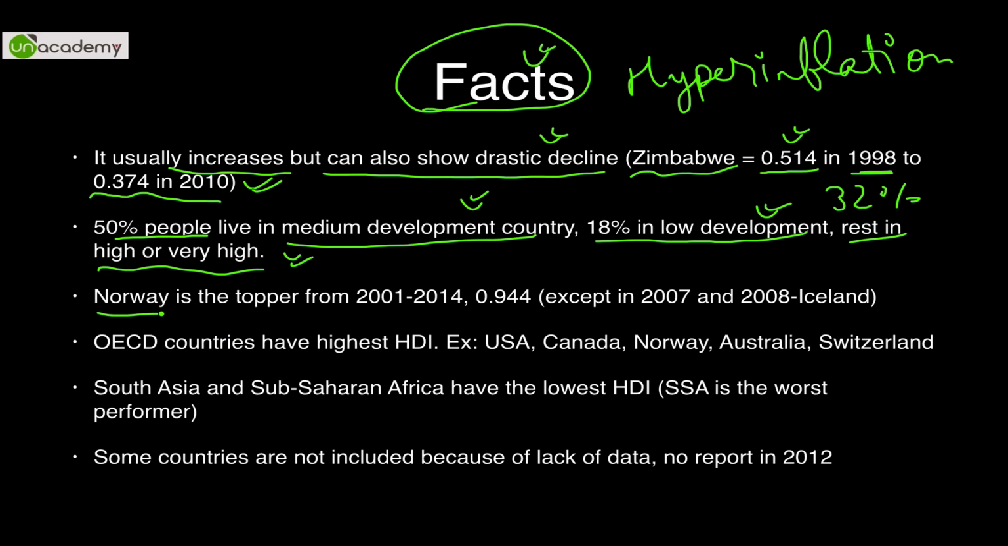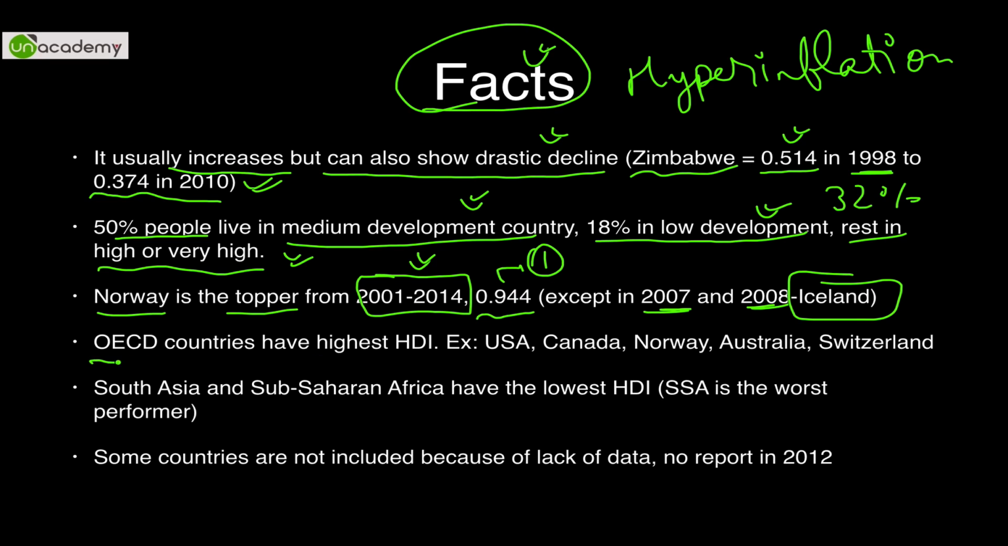Okay. Norway is the topper. It is the best country to live in according to the HDI index from 2001 to 2014, except in 2007 and 2008 when it was Iceland. So currently Norway is almost close to 1, that is, one of the perfect countries in terms of HDI is Norway. OECD countries, the Organisation for Economic Co-operation and Development, have the highest HDI ever. For example, USA, Canada, Norway, Australia, Switzerland. So you'll always find them in the top 5. They are usually the top 5 countries.